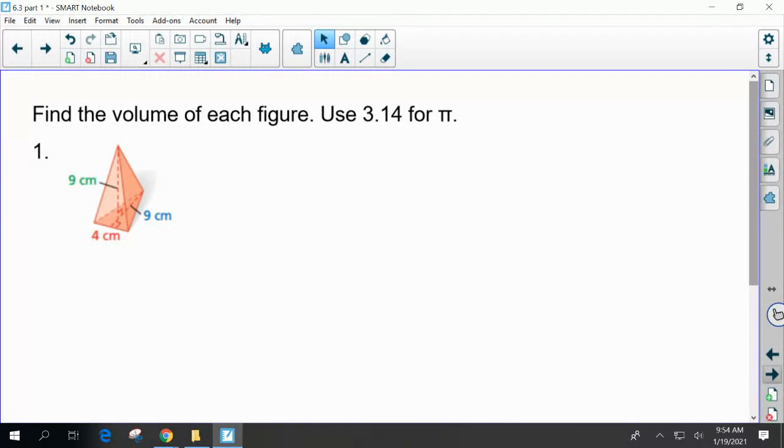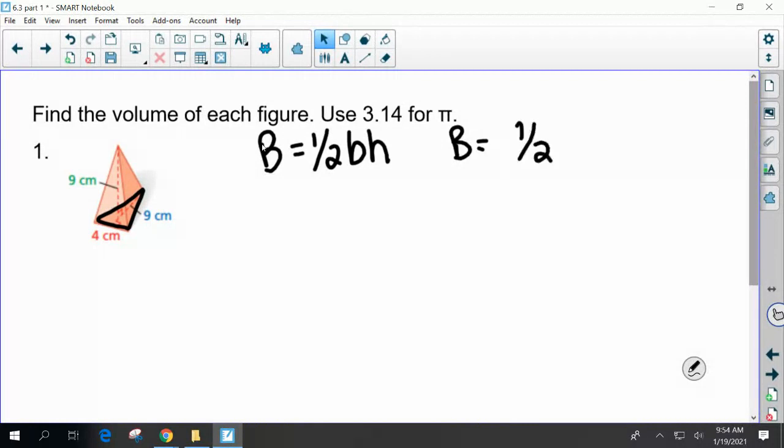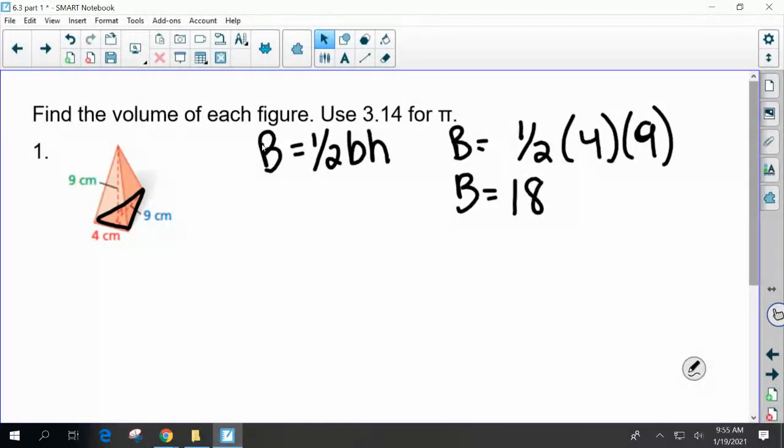No. So for capital B, you need to take 1/2 base times the height. So when we say the base of the triangular pyramid, we're talking about that triangle right there. So capital B equals 1/2, and then my base times my height would be 4 times 9. So 1/2 times 4 times 9 is 18.